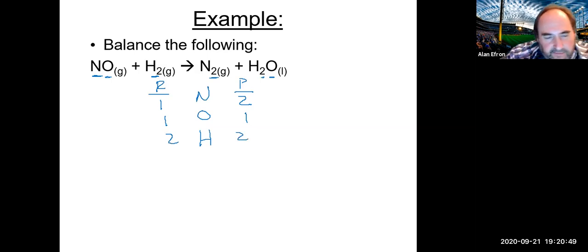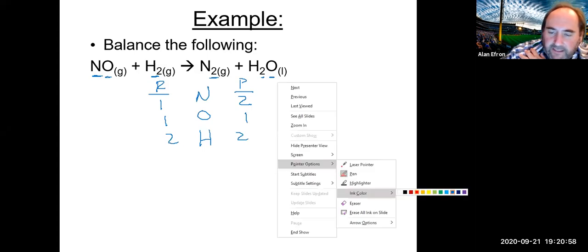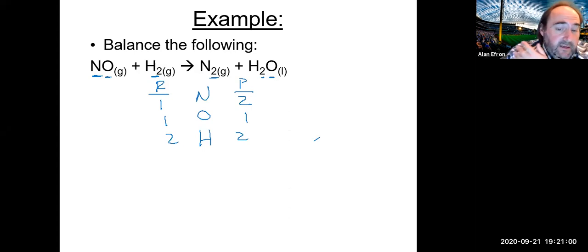A lot of times this table will give you a good idea where to start. If we look at our table, we can see that we are balanced everywhere except for nitrogen. So that's probably a good place to start. To fix the nitrogen, remember you can only change a coefficient. So we're going to put a 2 in front of the nitrogen on the left. When I do that, I now end up with 2 nitrogens, 2 oxygens, and 2 hydrogens.